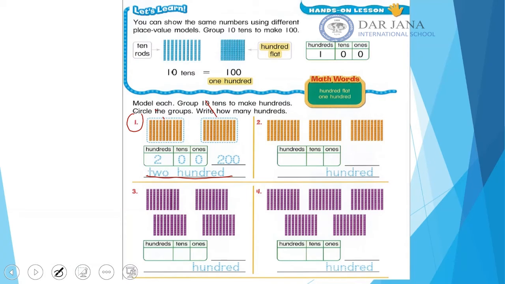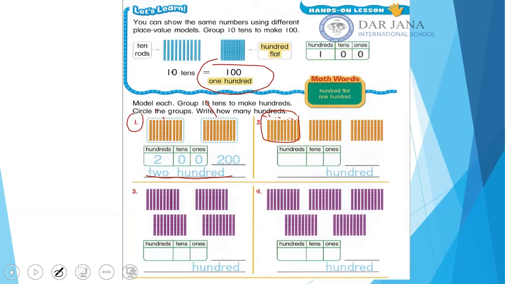Now, let's go to question number 2. As I told you before, you have to group 10 tens. You have to count 1, 2, 3, 4, 5, 6, 7, 8, 9, 10. So I will group it. Group it means put it in a small group. Okay, so this is the first 10 tens. Remember again, 10 tens equals 100.